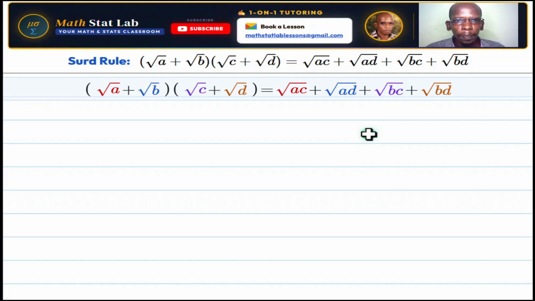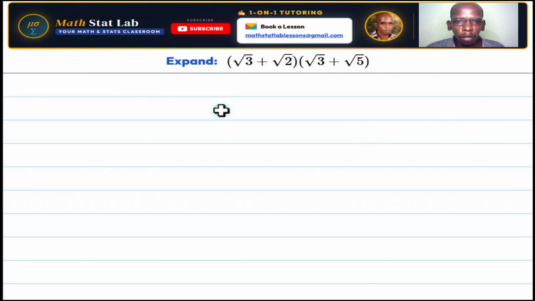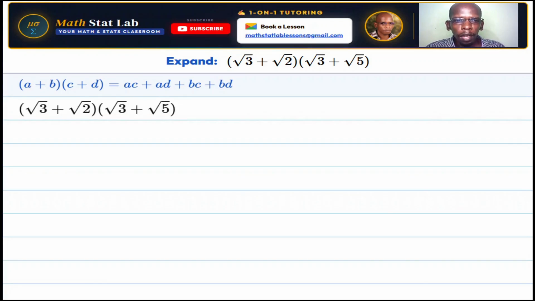So let me try an example. In this first example, you are told to expand the root of 3 plus the root of 2 in the first set of brackets, then the root of 3 plus the root of 5. So the first thing, of course, we can state the rule. And automatically it says A plus B into C plus D. Then, of course, the expansion. Then next, I've just repeated this question here. And from there, now we can go to the expansion.